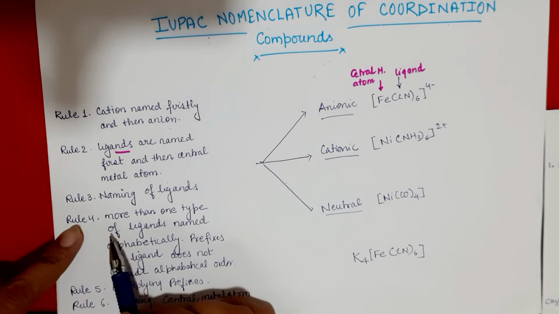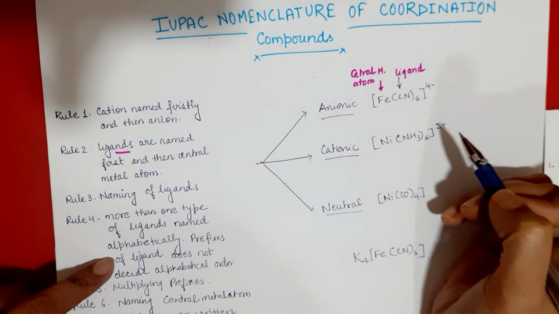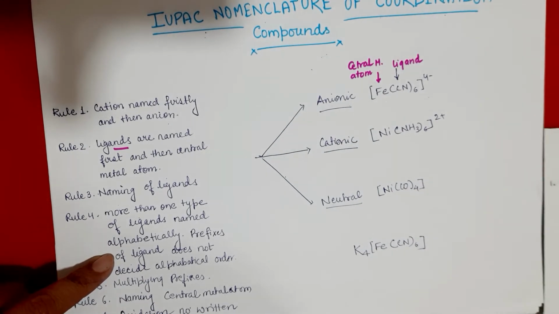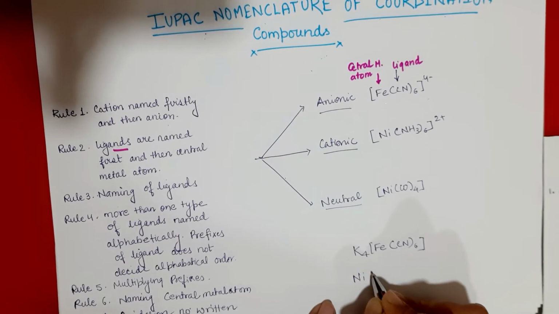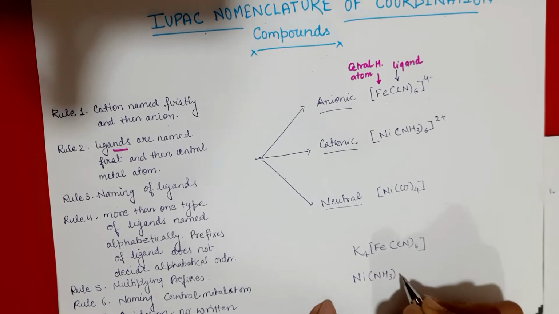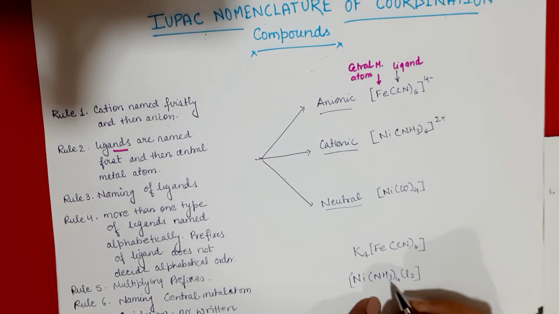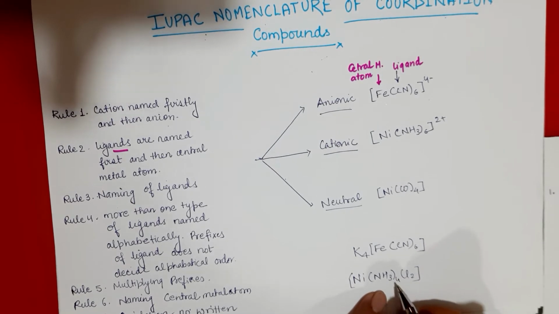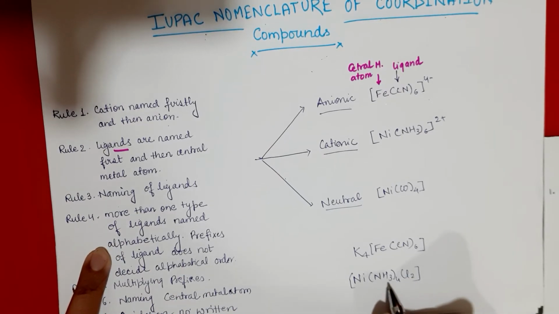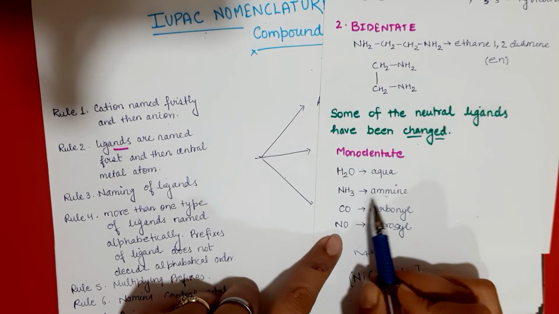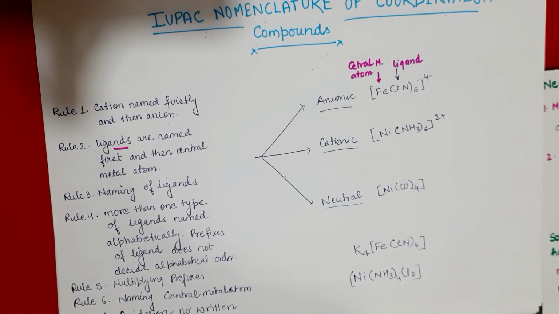The next rule is that more than one type of ligand is named alphabetically. If we have more than one type of ligand, for example Ni(NH3)4Cl2, in this coordination compound we have two different types of ligands. So we will write them according to their alphabetical order. NH3 is ammine and Cl is chlorido. So A will come first and then chlorido.